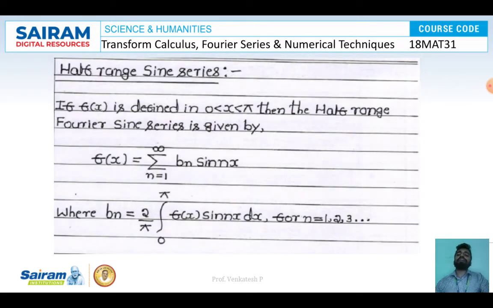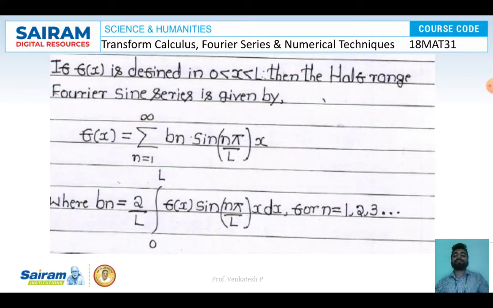So now the half-range sine series. The function is defined in the interval 0 less than x less than pi. Then the half-range sine series is given by f of x is equal to summation n from 1 to infinity bn sin nx. So in this case the bn formula is 2 by pi integral 0 to pi f of x sin nx dx for n is equal to 1, 2, 3 and so on.